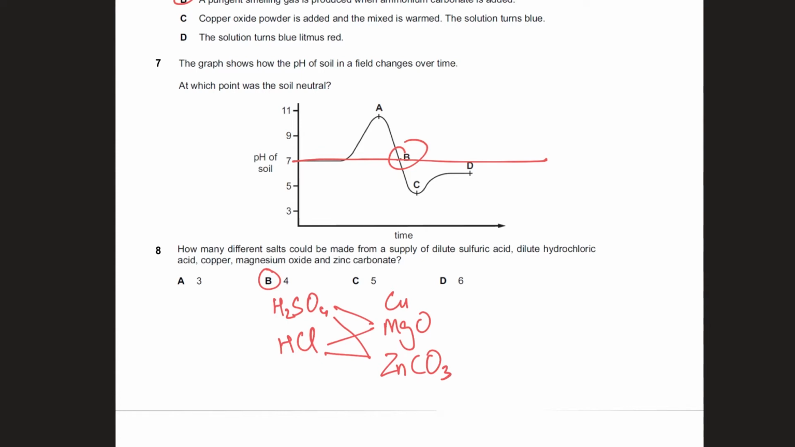But again, the question was not whether you're producing 4 salts. The question was, are you producing 4 different salts? So let's look at it again. Are we going to get any salt that has common anions? So we're going to get sulfate here and chloride here. So magnesium chloride, magnesium sulfate. Then we're going to get zinc sulfate, zinc chloride. All of them are different. So yeah, this is confirmed to be 4.